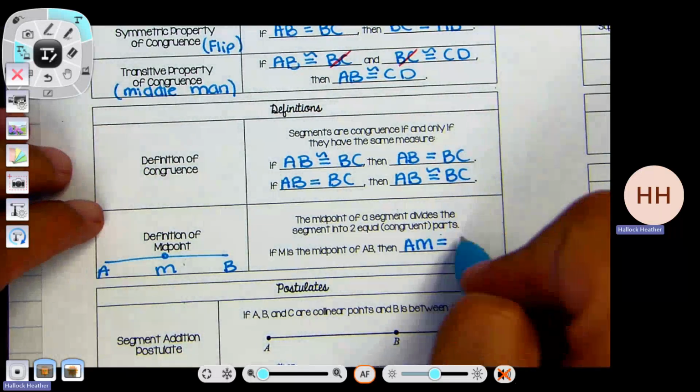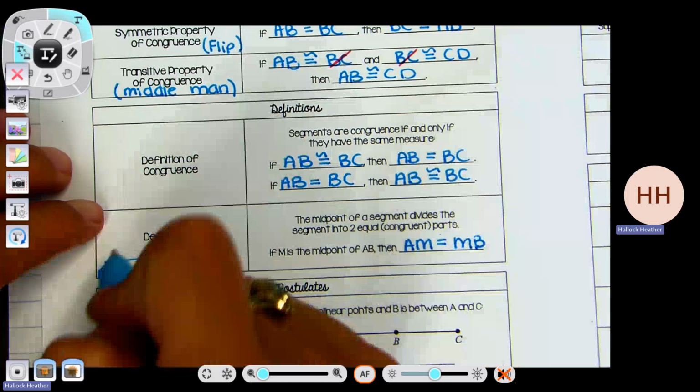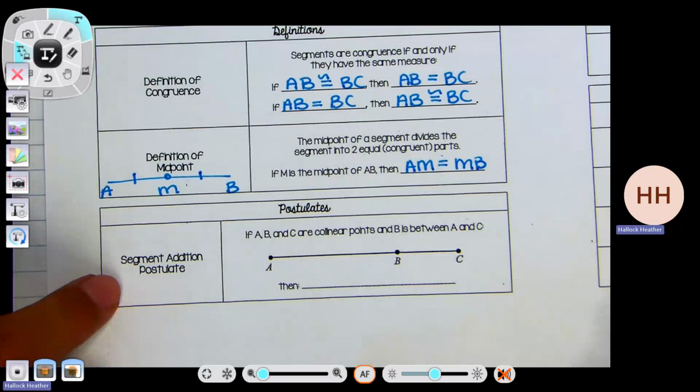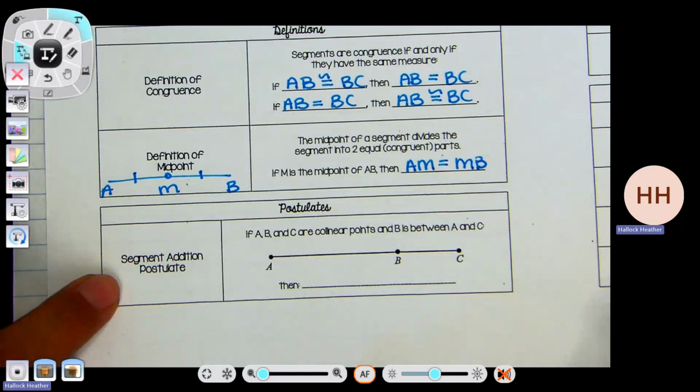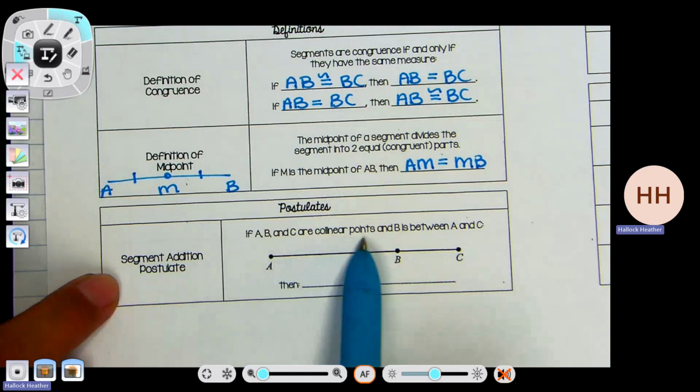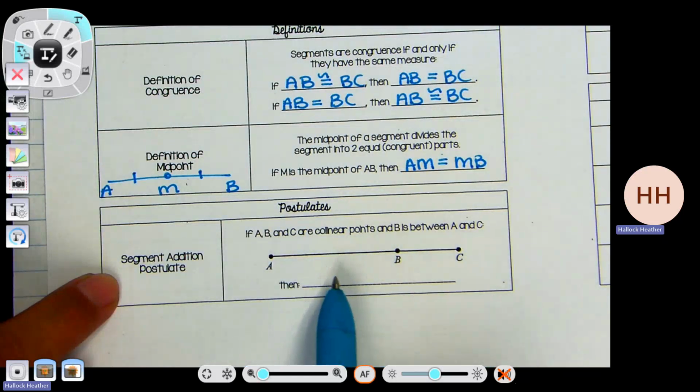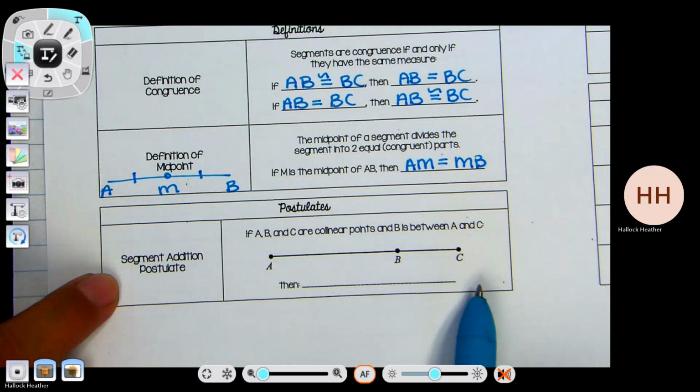MB, because they are two equal parts. So if I put a little line on a little line, it means that they're equal pieces. Another thing we talked about in chapter 1, which was a very long time ago, back in August, is the segment addition postulate. So if A and B and C are collinear points and B falls between A and C, does anybody know what I could write here to represent the segment addition postulate?